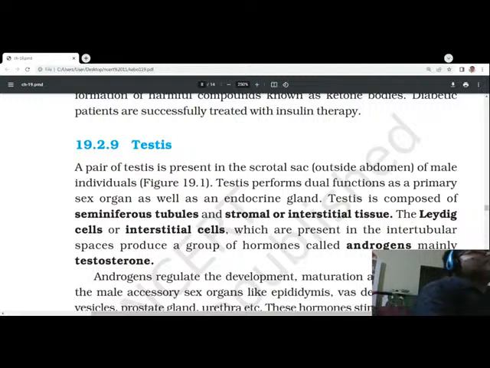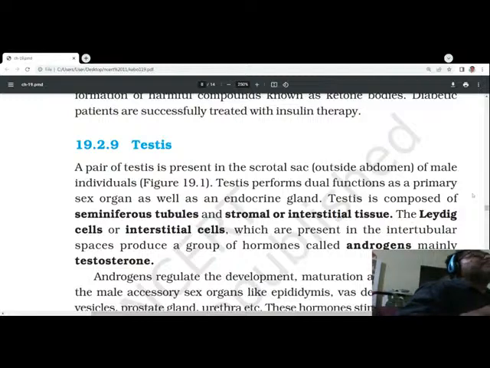The testis is composed of seminiferous tubules and stromal interstitial tissues. The Leydig cells, which are the interstitial cells present in the intertubular spaces, produce a group of hormones called androgens, mainly testosterone. The testosterone hormone helps in the production of secondary sexual characteristics in males.